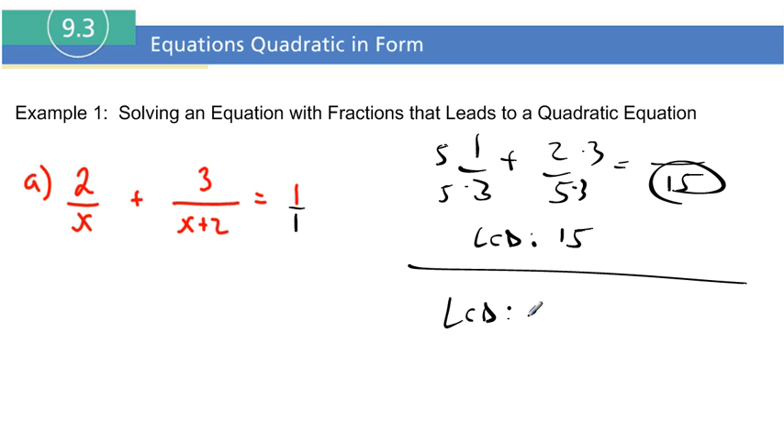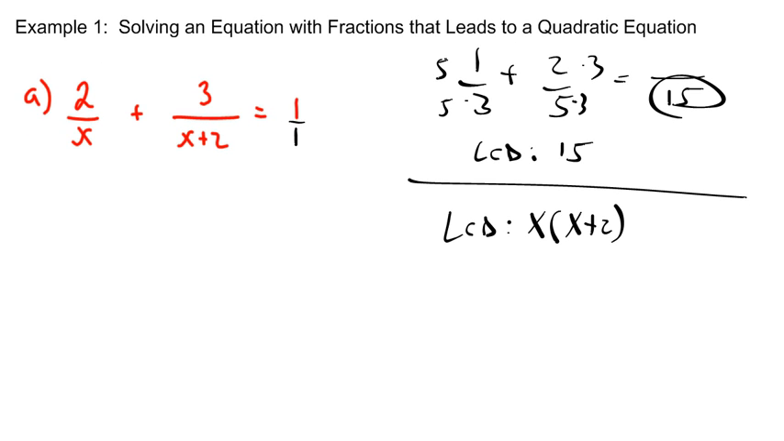So we'll have x times x plus 2 and multiply that by 1, but that doesn't change anything, so we can just ignore that 1 there. So this will be our lowest common denominator: x times x plus 2. I got that by just looking at all the denominators and multiplying them together. So check this out here.